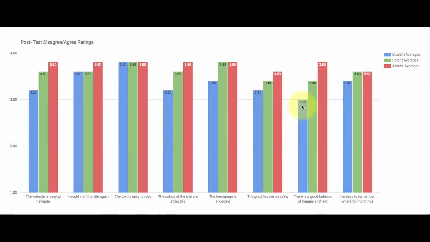However, students gave overall lower ratings than parents and administrators. Students gave the balance of images and text an average 3.0 rating. Parents gave the same area a 3.4 and administrators gave it a 3.8. Other notable differences is that students rated the colors of the site as attractive on an average of 3.2, just above agree, whereas parents and administrators both rated this much higher.